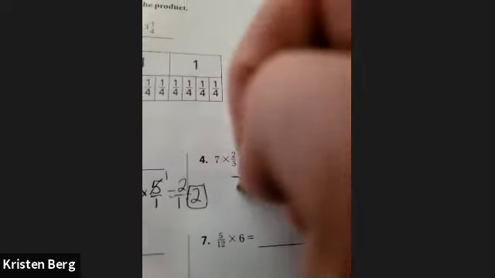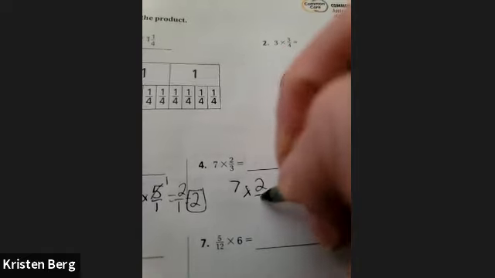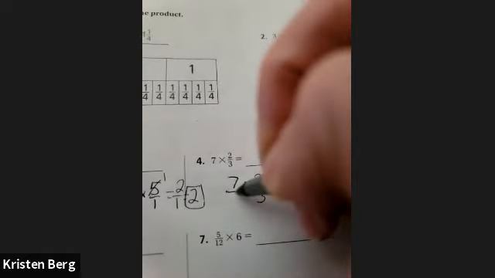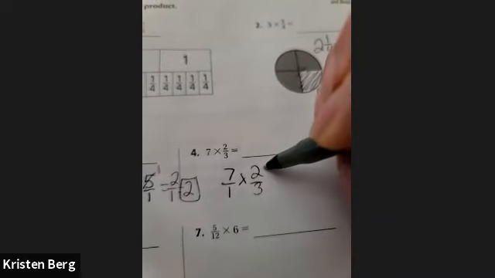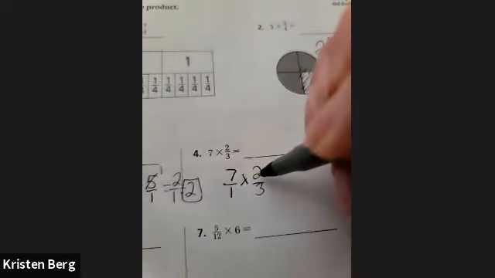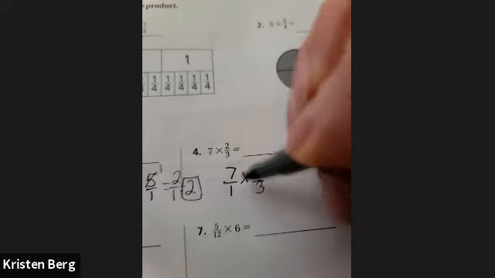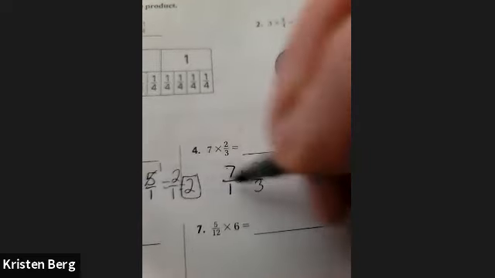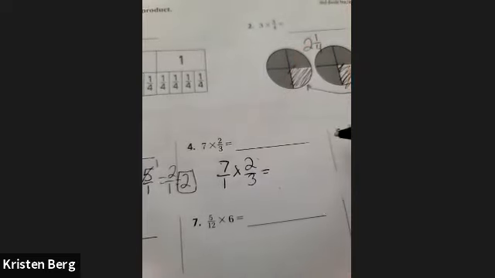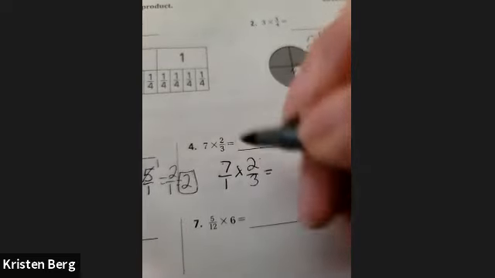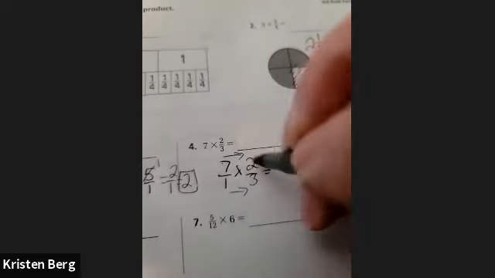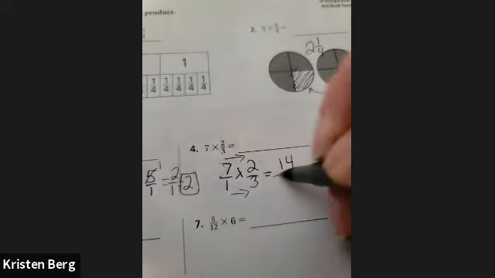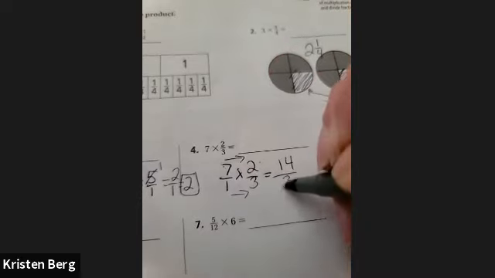All right, on this next one, 7 times 2/3. Again, this one is not in fraction form, so just put a 1 under it. 1 can go into 2 times, so there's no cross canceling that happens there. Can 3 go into 7 evenly? That is a no. So the only thing you can do here is just go across. 7 times 2 is 14 over 1 times 3 is 3.